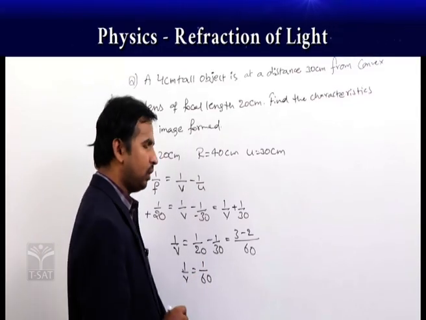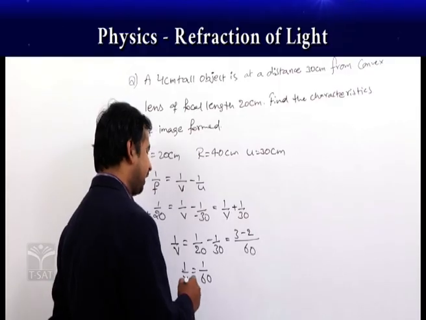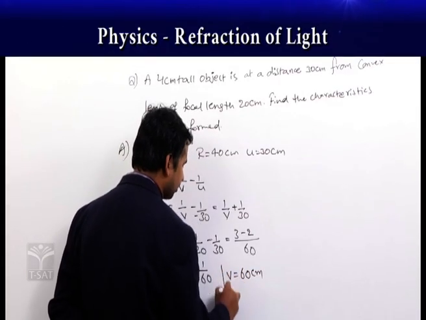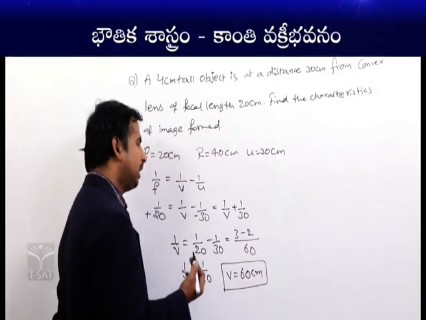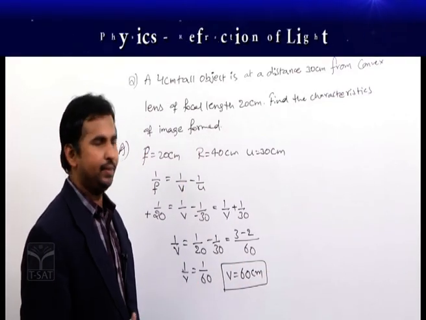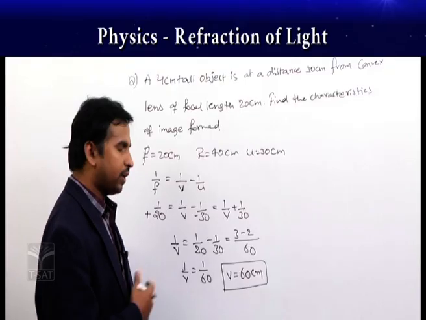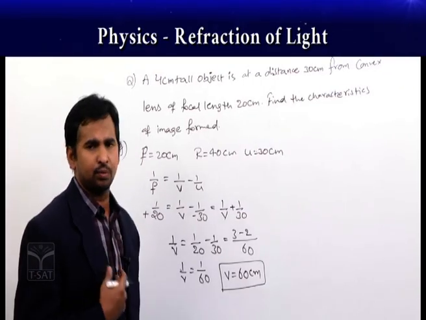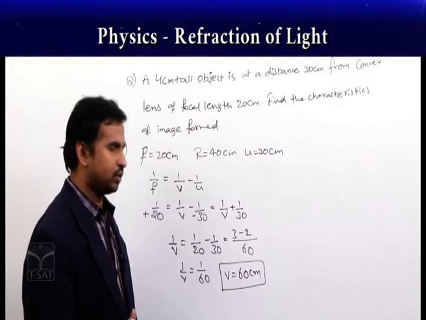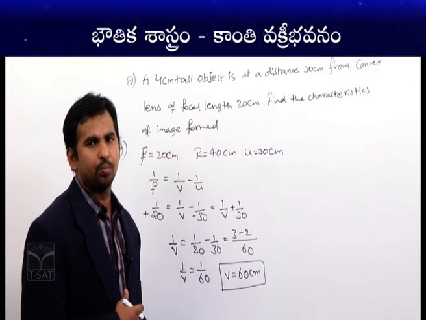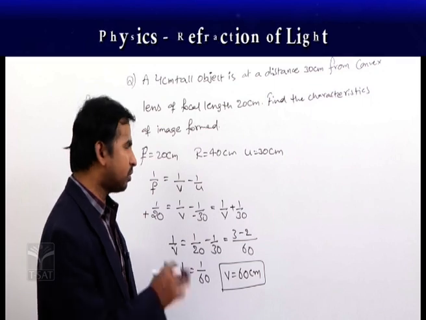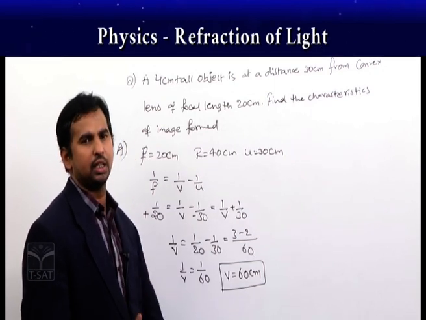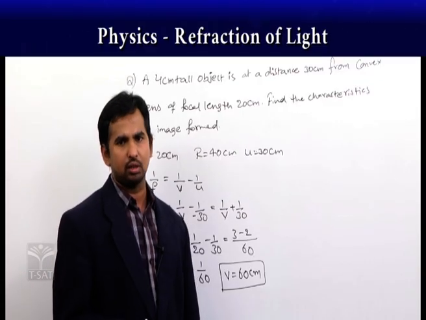As 1/v is 1/60, we get v equal to 60 centimeters. Here you get the image distance as 60 centimeters. As we got a positive value for the image distance, it means the image is formed after the lens. So that's why the image formed is a real image.